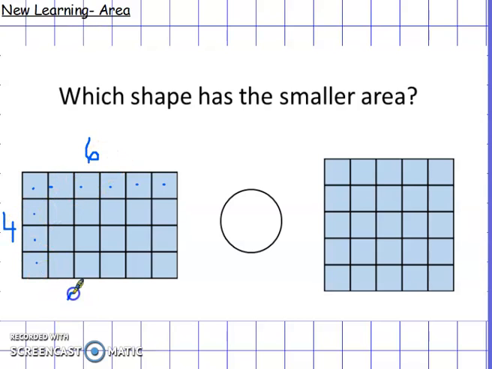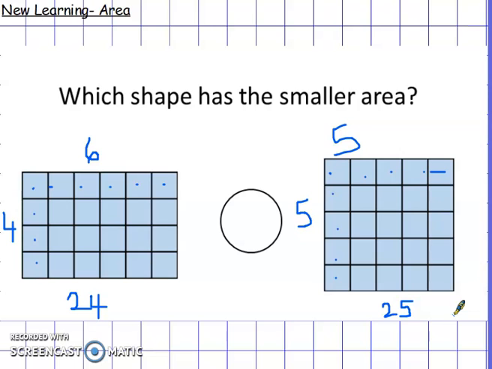6 times 4 equals 24. So there are 24 squares in this shape. And I can do the same with the other one. 1, 2, 3, 4, 5. 1, 2, 3, 4, 5. 5 times 5 equals 25. The area of this shape is 25 squares.